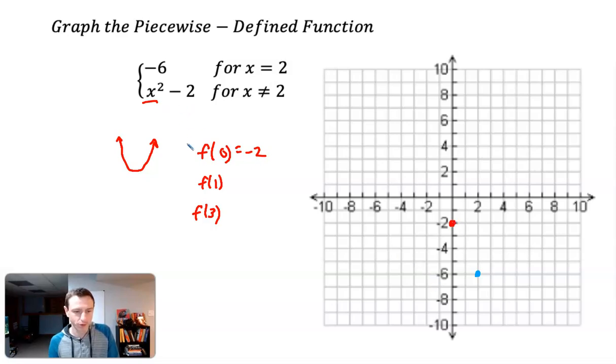F of 1, 1 squared minus 2. 1 squared minus 2 is -1. So for when x is equal to 1, we get a y value of -1. Then we don't want 2. And then on the other side of 2, f of 3, that's going to be 3 squared minus 2. 3 squared is 9 minus 2, which is 7. So when x is equal to 3, we're going to get the y value of 7.